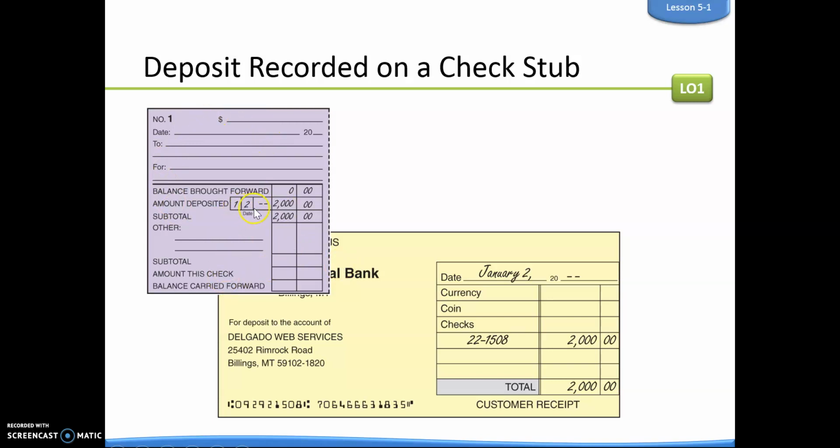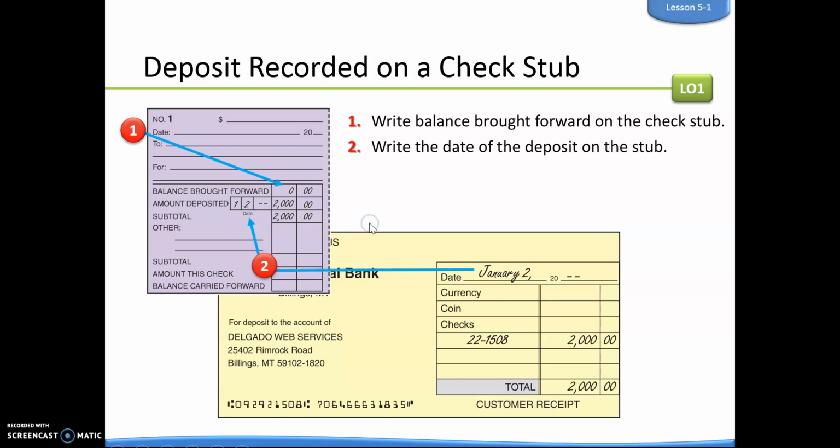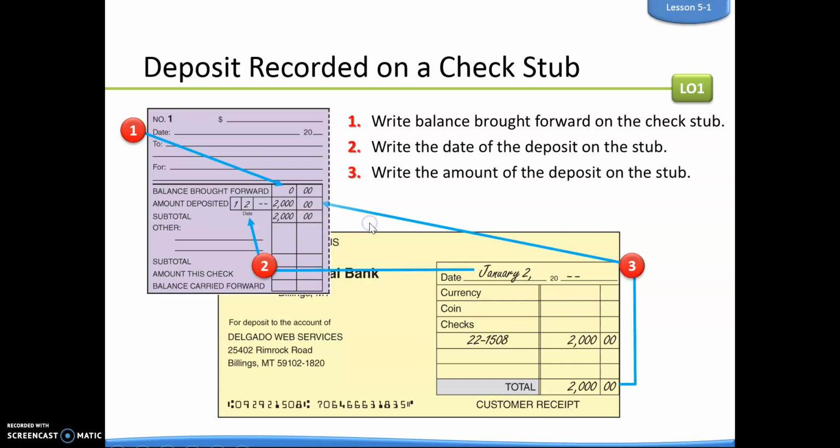So we write the amount deposited right here, and only if we're making deposits. If we don't make a deposit, then we don't add anything on that check stub. But if we do, like we added this $2,000, then we need to update our subtotal in our checking account, which is what this subtotal box is for. So these are just the steps that you would go through: writing your balance, put your date, and writing the amount of the deposit, and then calculate your new subtotal.